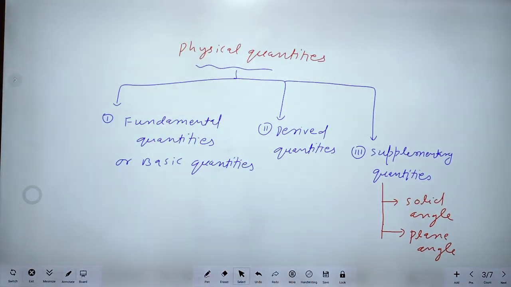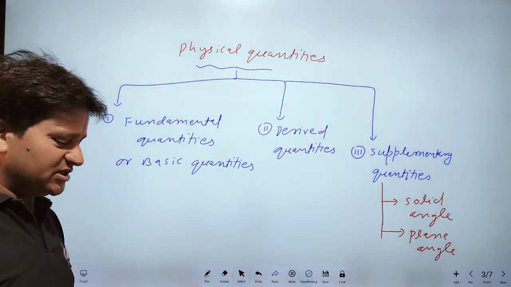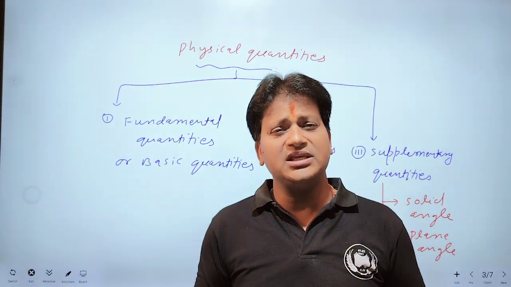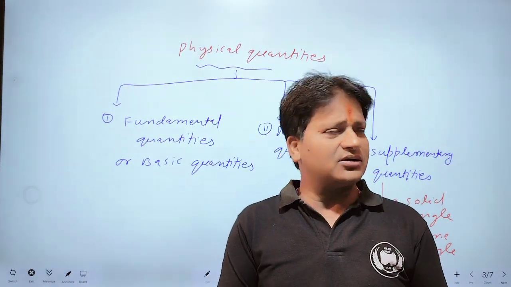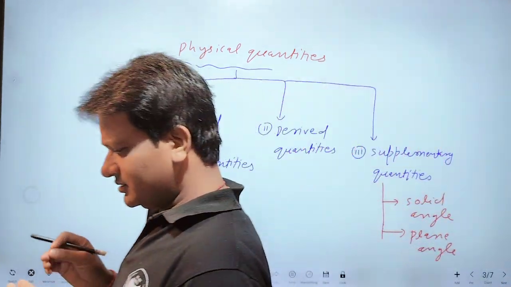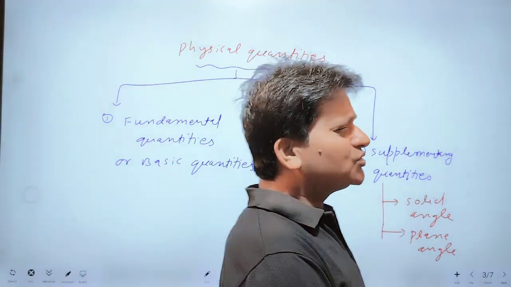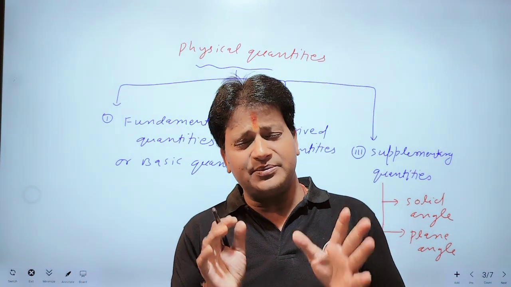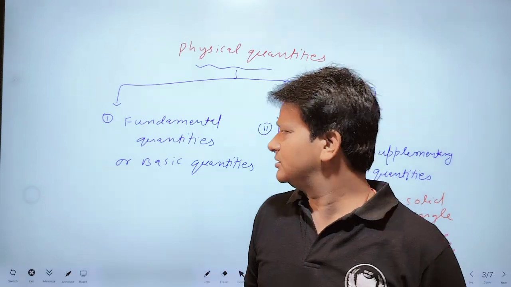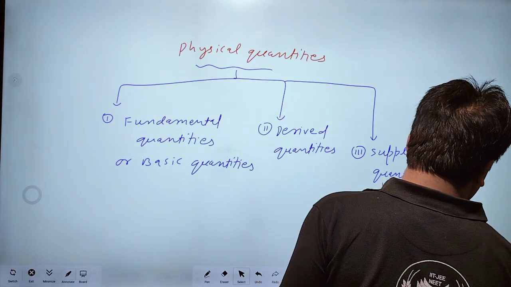First of all, I will discuss fundamental quantities, also called basic quantity. Those quantities which are independent are called fundamental quantity. You can say in other words, those quantities which do not depend on other quantities are called fundamental quantities. Okay.